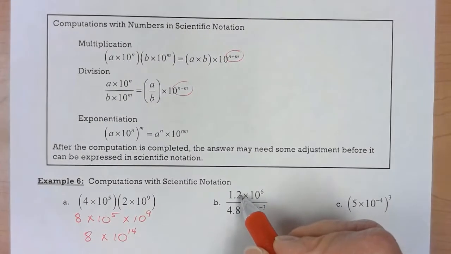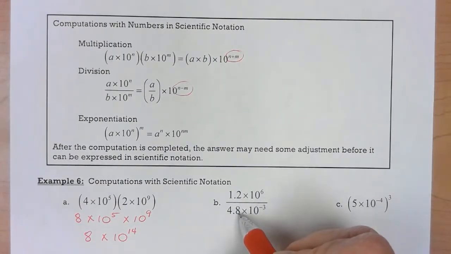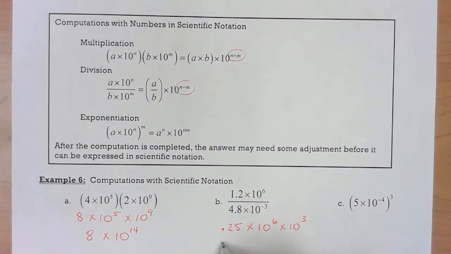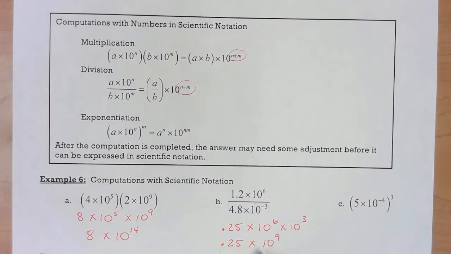So you need to divide 1.2 by 4.8 and see if you come up with 0.25 times 10 to the 6th. This has got to move up. Remember, it's a negative exponent. So I've got 0.25 times 10 to the 9th. Now this is not in correct form. I have to rewrite this.